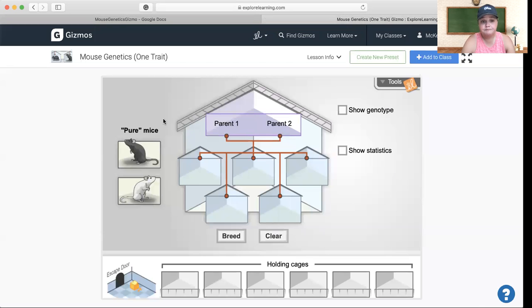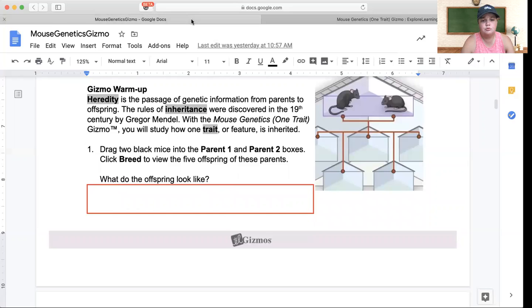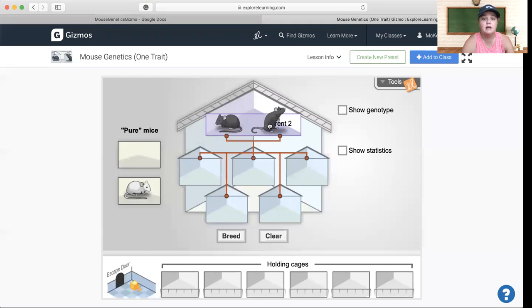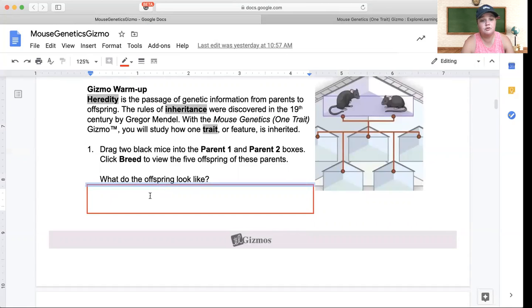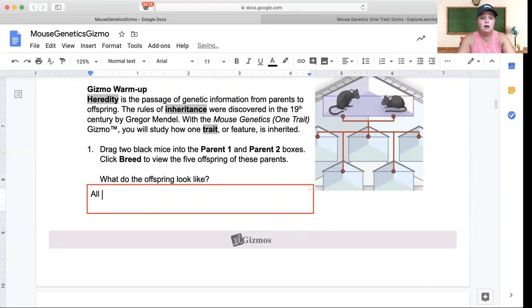So on your Gizmo, you're going to drag 2 black mice into the parent 1 and parent 2 boxes, and you're going to hit breed, and we now see that we have all 5 black mice. So what do the offspring look like? All of the offspring are black. And if you didn't get black, go back and try again because there's something wrong.